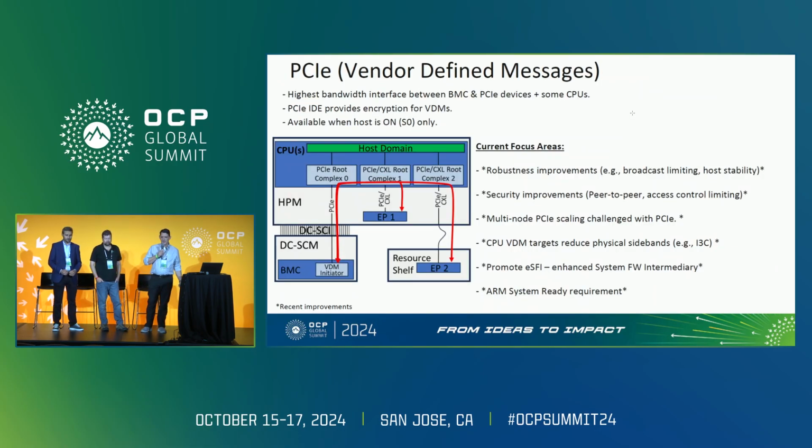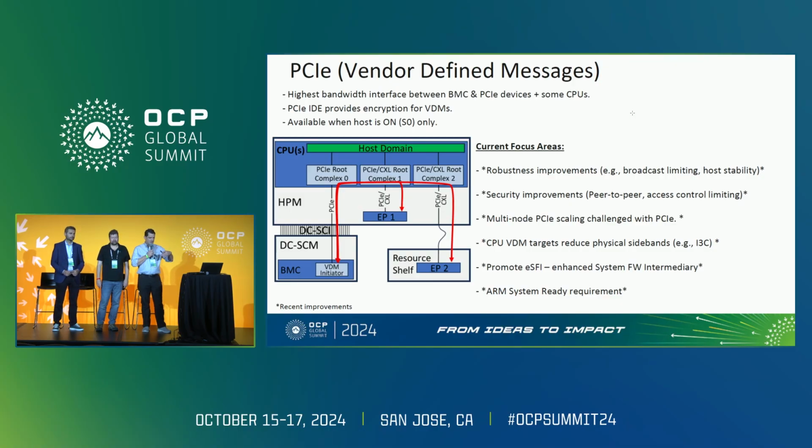PCI VDM. Some companies love it. Like I said, some companies want to turn it off completely and say don't even talk to me about it. But they are leaving a lot of bandwidth on the table by not using that. There are targets in the CPU. For example, you may not need the slow sideband interface into the CPU, such as I3C. You could talk PCI VDM straight to the CPU and get all the telemetry you want.